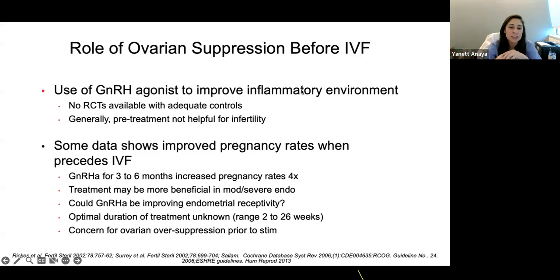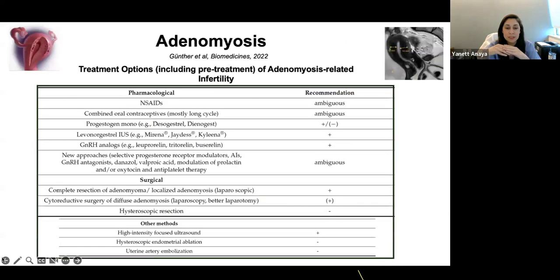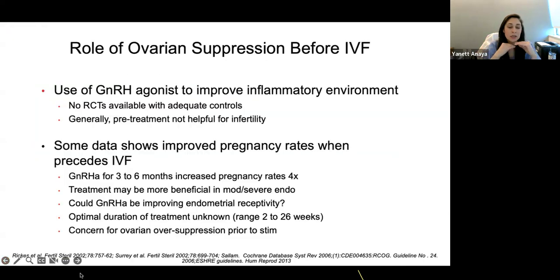Now, one of the thoughts about using these medications prior to IVF is, could this GnRH suppression actually be improving the endometrial environment and improving receptivity? That's one of the questions that we don't have completely answered yet, but I think that's definitely one of the things that could be part of why we see a benefit.